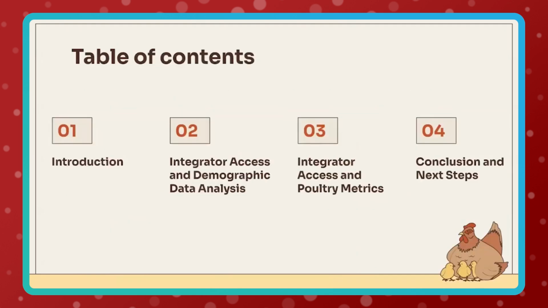First, we will introduce our project and describe the problem. Then we will look into our analysis on integrator access and demographic data. Next, we will look at poultry metrics. Lastly, we will conclude with our important findings and next steps.